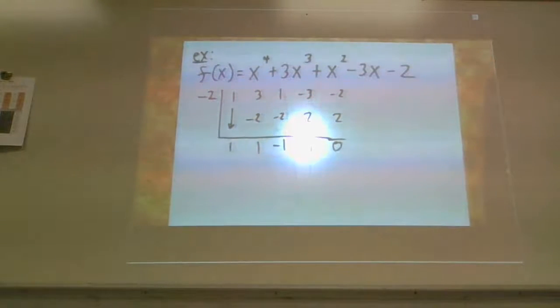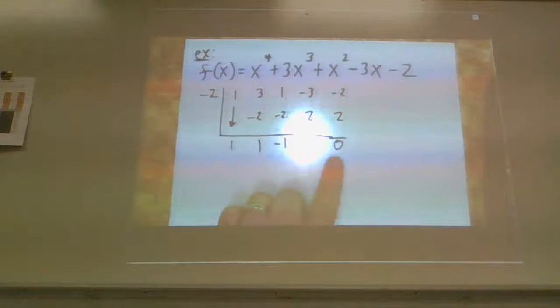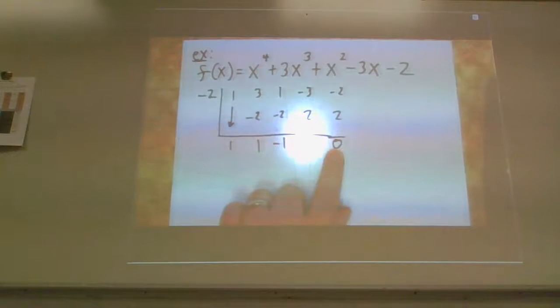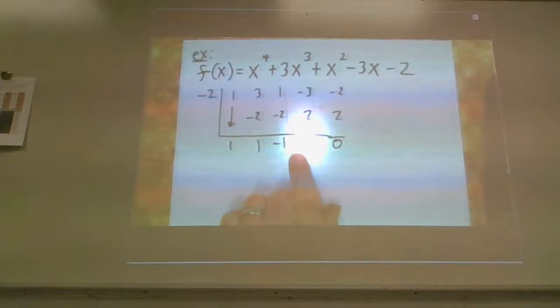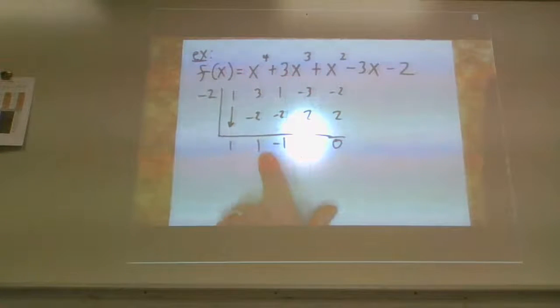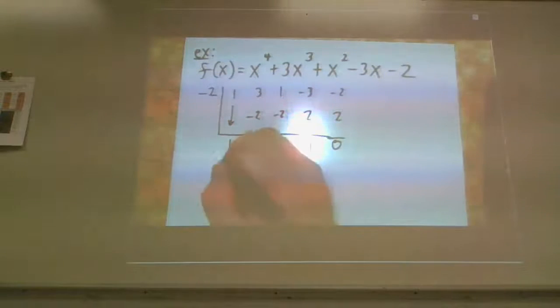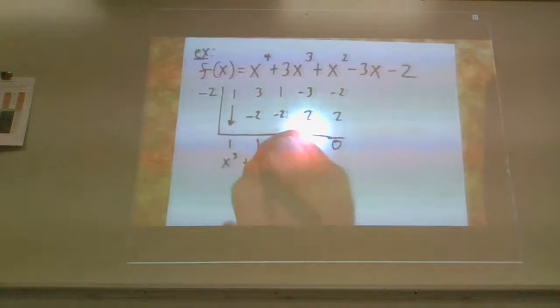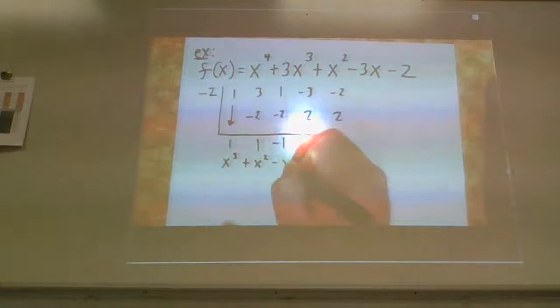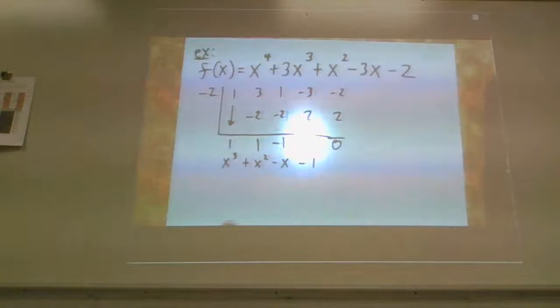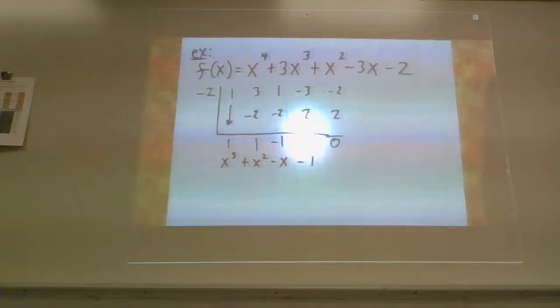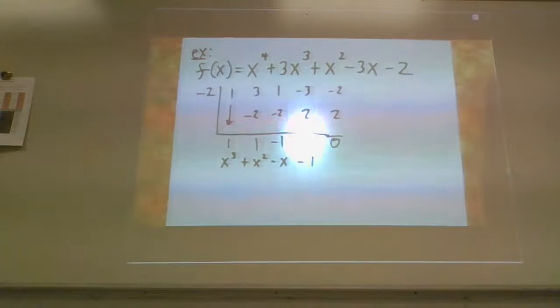Now look what we've just done. You are whittling this thing down. Look where I'm pointing. This is your remainder, your constant, your x squared, and your x cubed. This is actually 1x cubed plus 1x squared minus x minus 1. That's the resulting equation. You have taken a 4th degree polynomial and you have reduced it to a cubic.